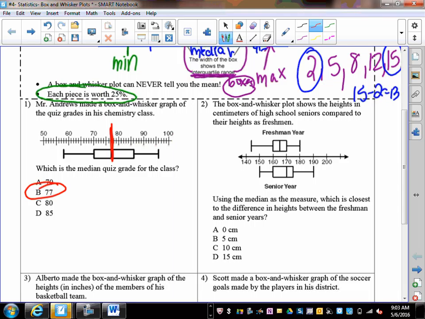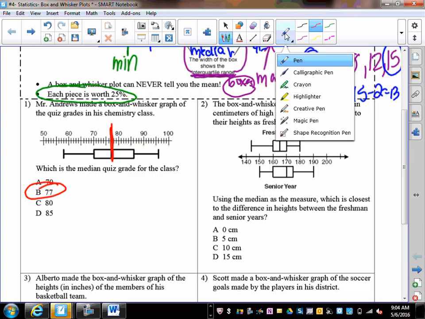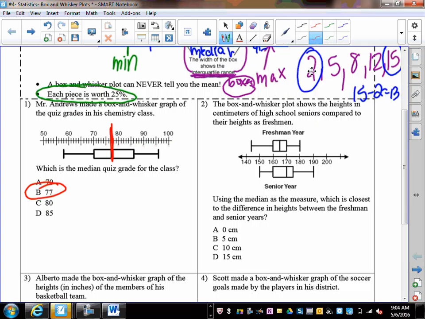I should see everyone writing this down. Now, another thing they like to do is have you compare box and whisker plots. Great. So number two says the box and whisker plot shows the heights in centimeters of high school seniors compared to freshmen. Seniors are a little bit taller than the freshmen. You had a growth spurt. All right. And it says using the median as the measure, which is closest to the difference in heights between the freshman and senior years.